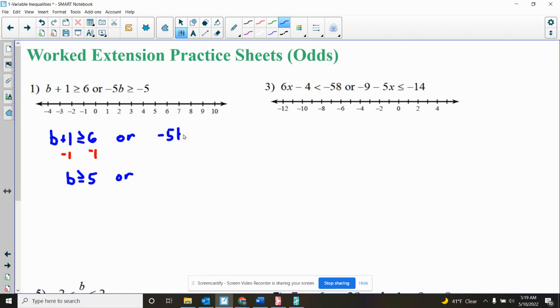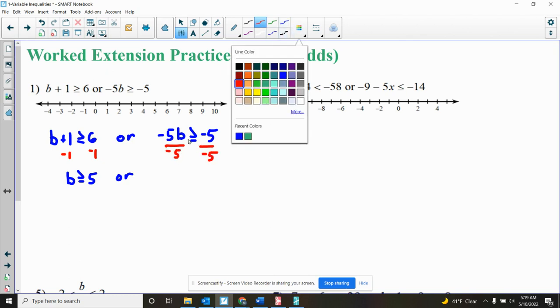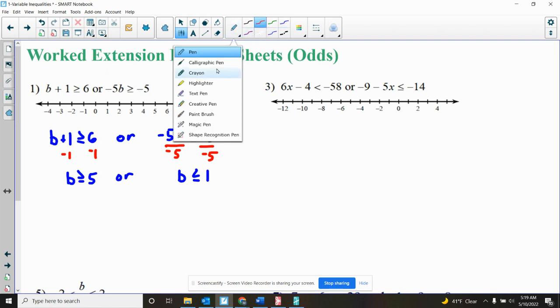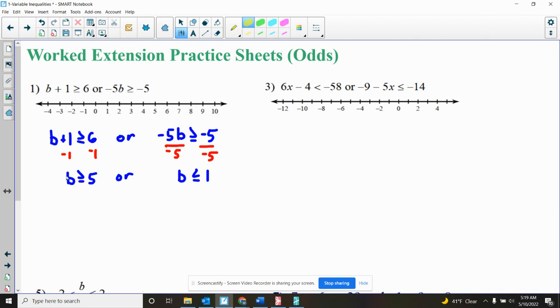So let's solve this one as well. -5, we'll do division now by -5. So we've got then that b, and because I divided by a negative number, this red number is negative, I need to change the direction of the inequality and get the 1 involved. Now the graphs of these ORs are very straightforward. We just need to graph everything.